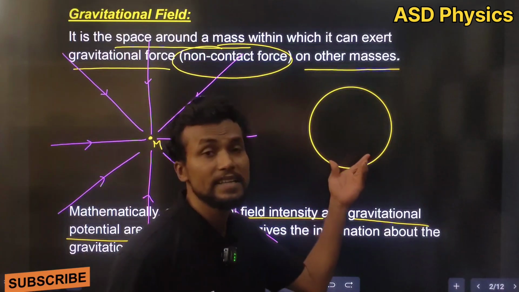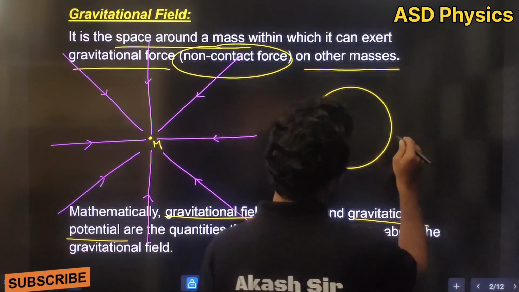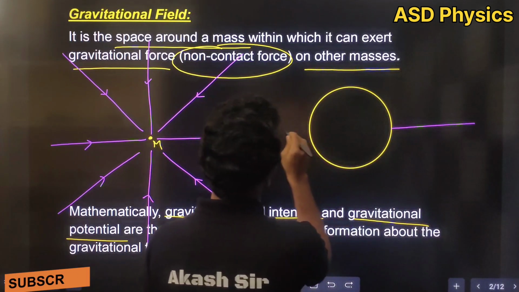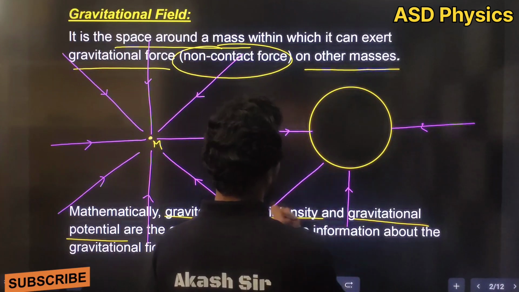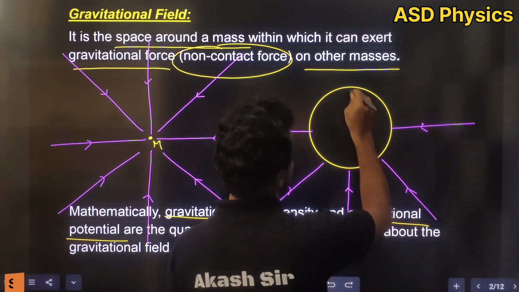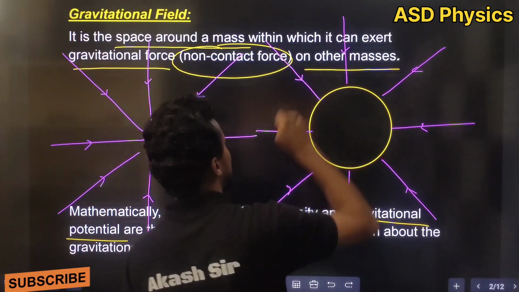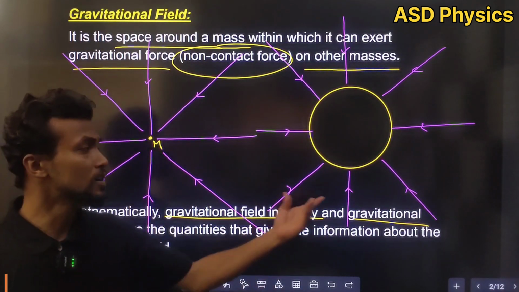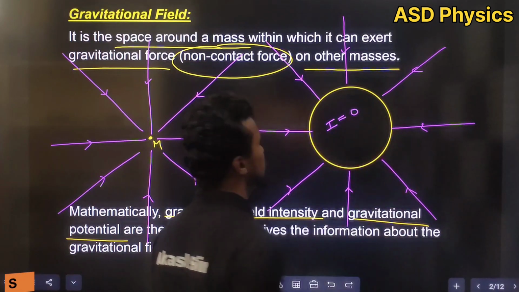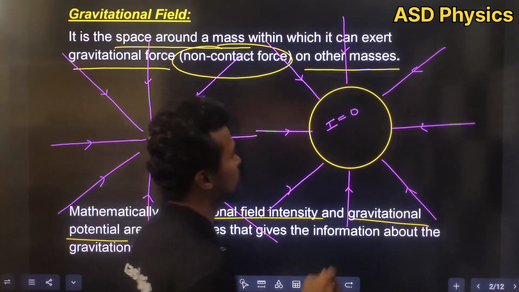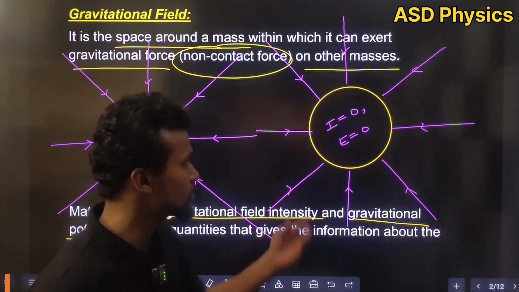Now if I take a hollow sphere, what will be there? If I draw the gravitational field, it will start from infinity and end at the mass, like this, in a symmetrical fashion. This is due to the hollow sphere, and inside, what will the gravitational field intensity be? 0. Sometimes instead of I we use the term E also. So this is for the hollow sphere.